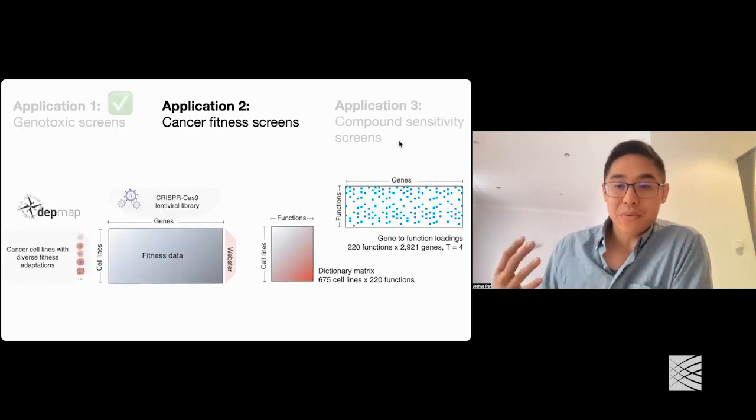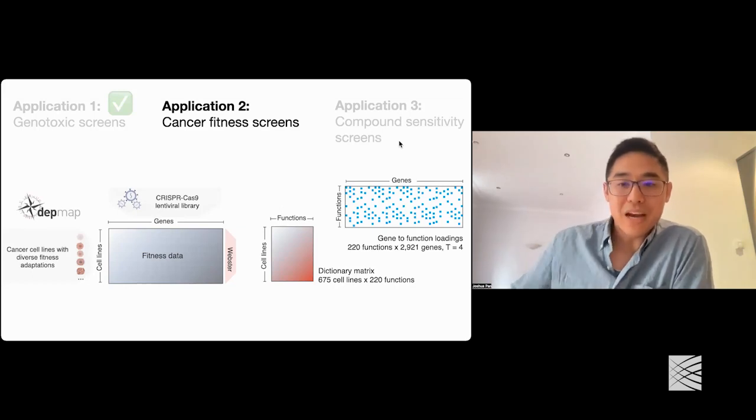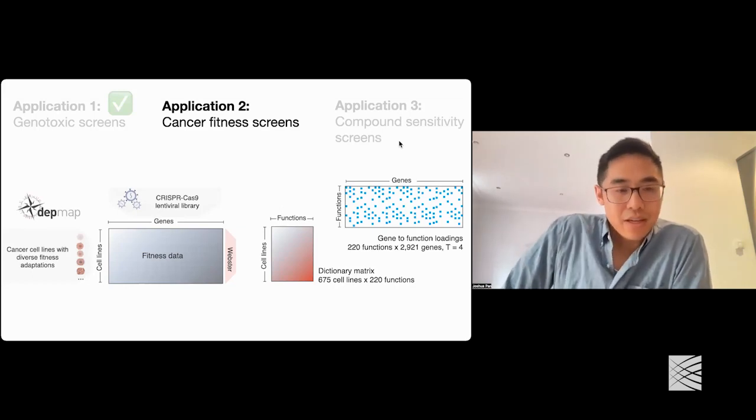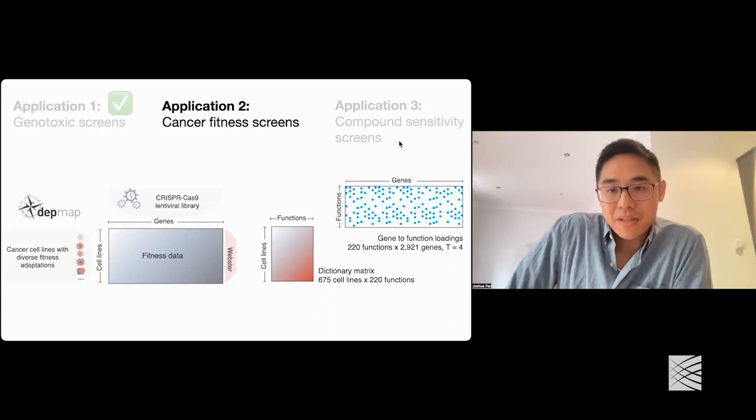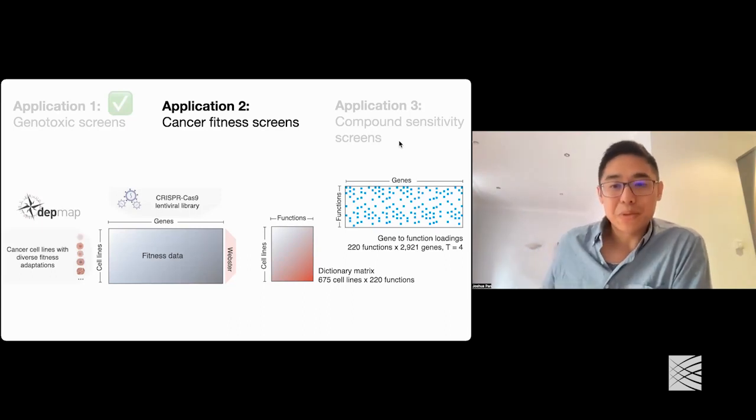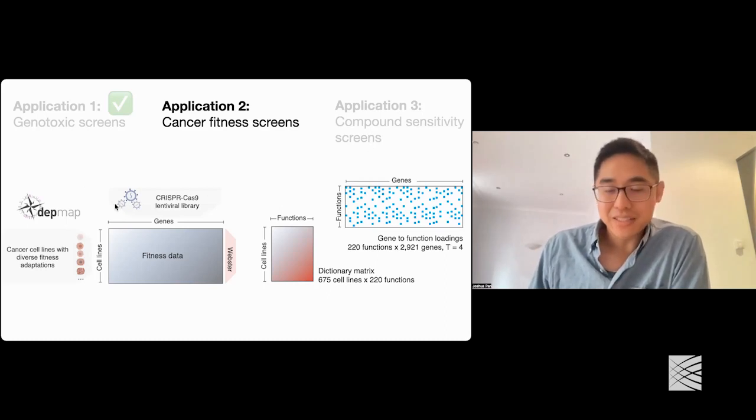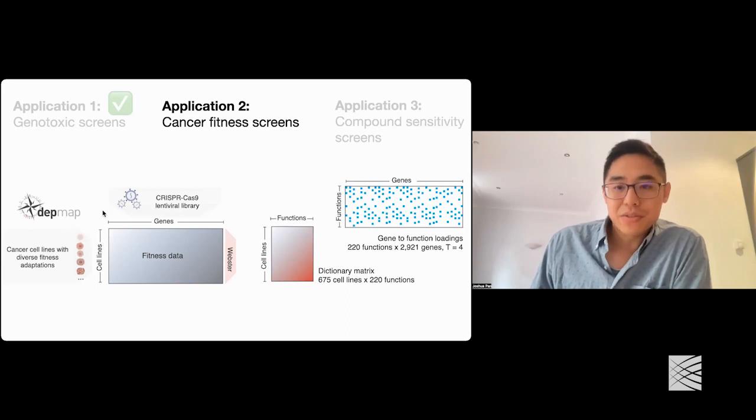I'll end with a larger example, zooming out to a much larger data set. This is called the Dependency Map, a very notable data set at the Broad. Lots of collaborations have been started from mining this Dependency Map data set. The basic setup is very similar to the original screen, just scaled up a lot.